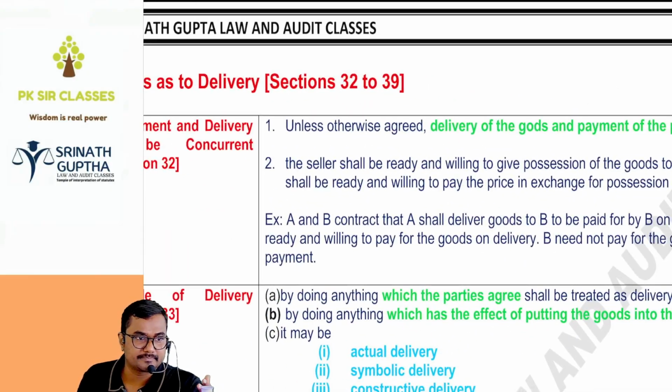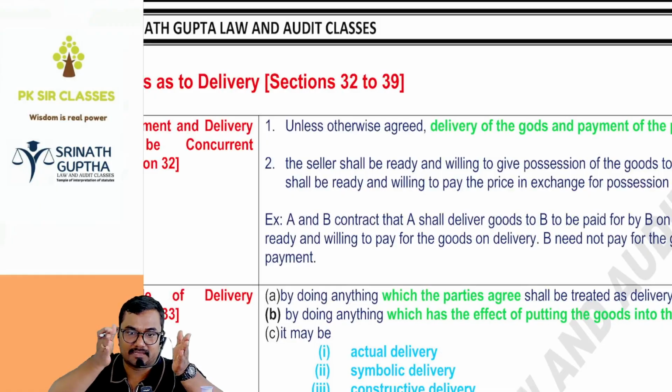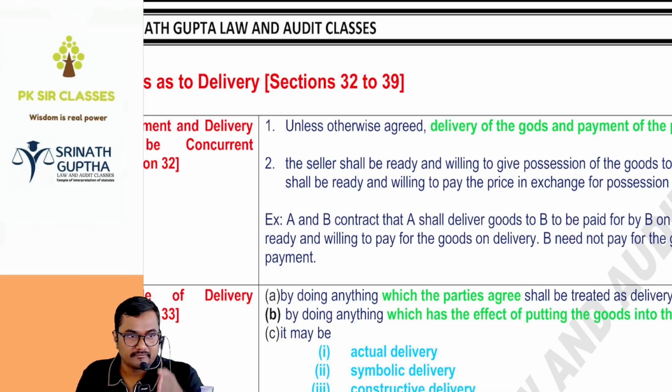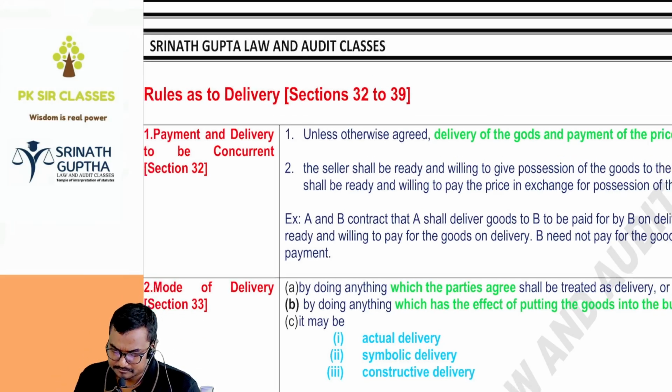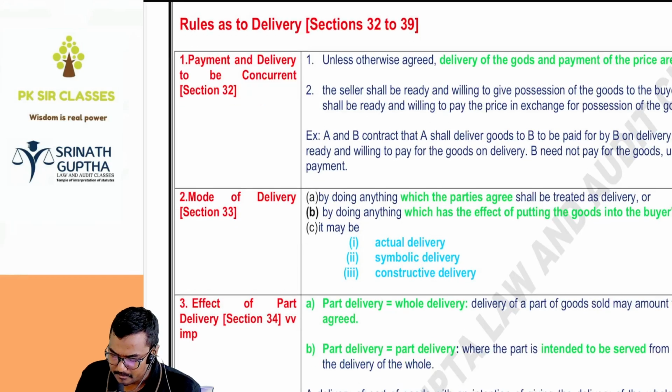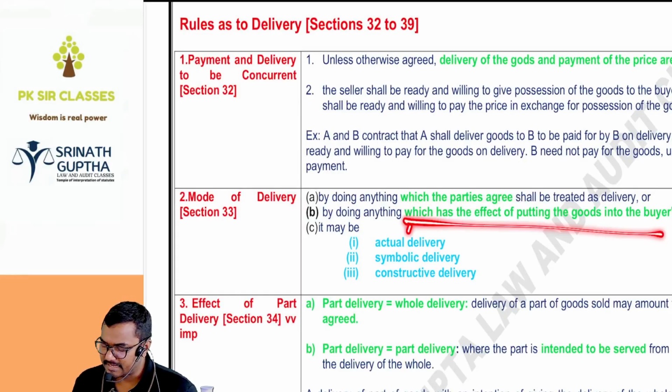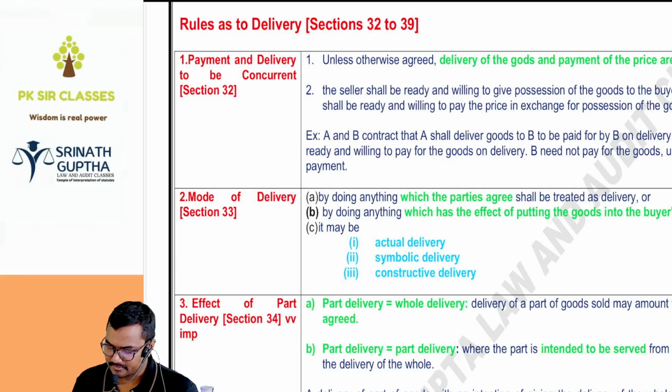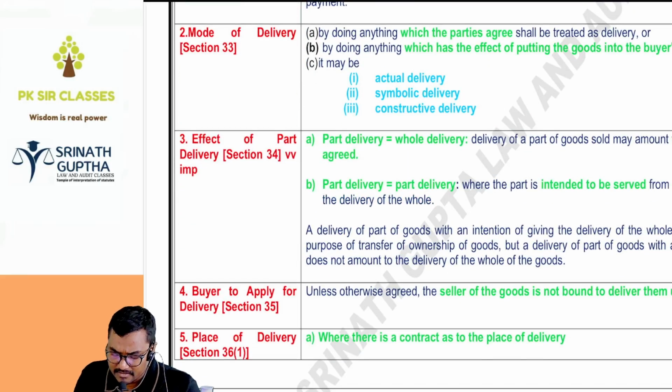Generally, if nothing is specified, payment and delivery will happen at the same time. If you go to a bakery, we give 40 rupees, he gives a pastry. Both happen at the same time. Concurrent means same time. Mode of delivery: doing anything which the parties have agreed, by keeping the goods in the hands of the buyer. It can be physical, it can be symbolic, it can be the effect of part delivery.